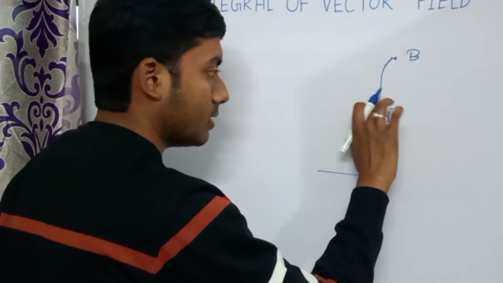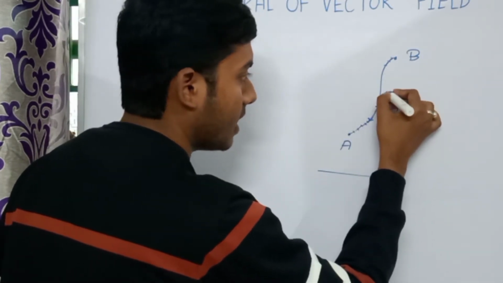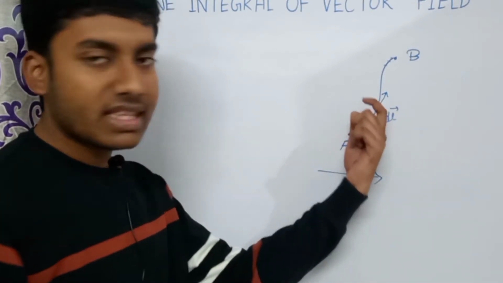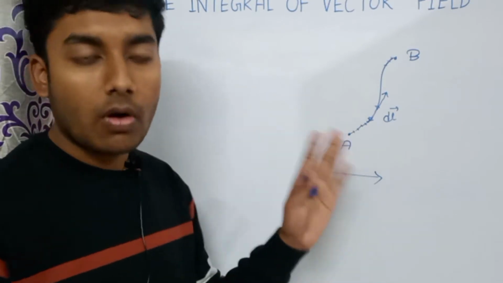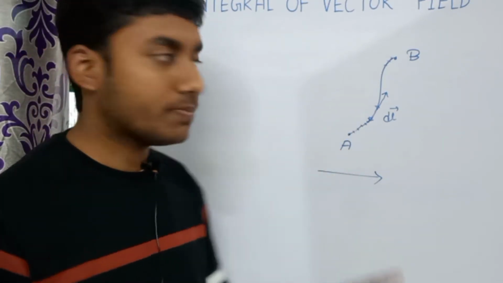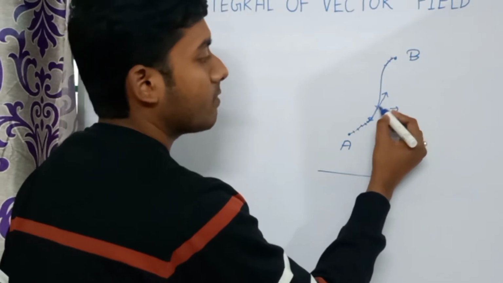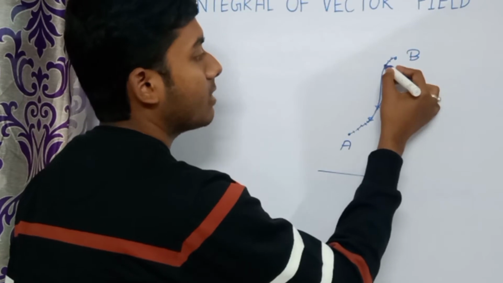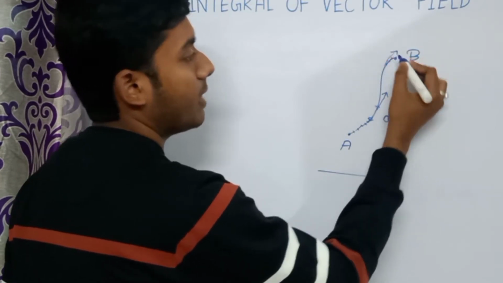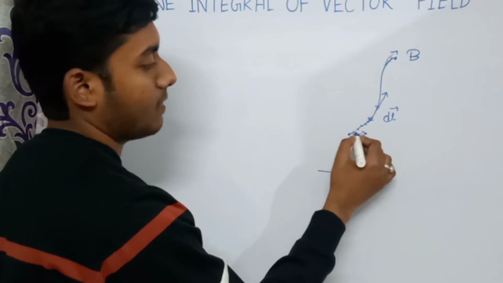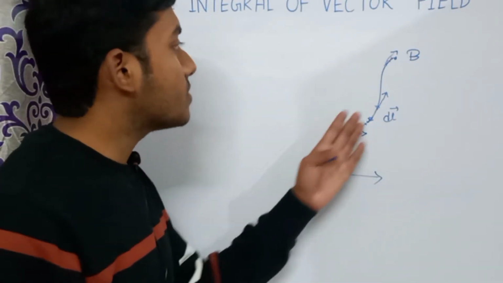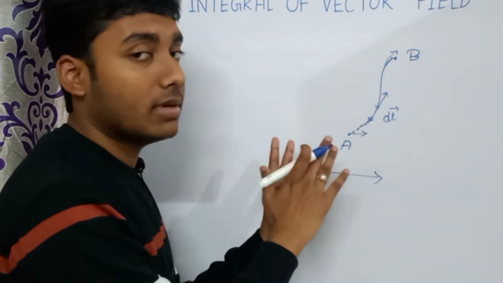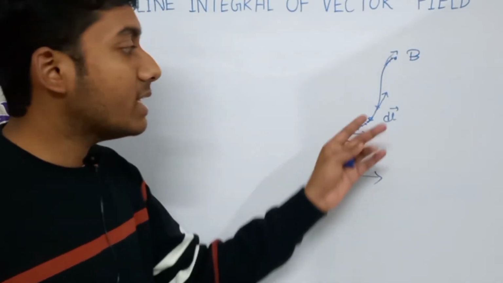Why is it a vector? Because it has a magnitude, the length, and it is always directed in one particular direction. Here this dl vector is directed in this way. Here the vector is directed in this direction. Here it is directed here, dl. So at each point of the path the element has a different direction. So this is a vector element dl.